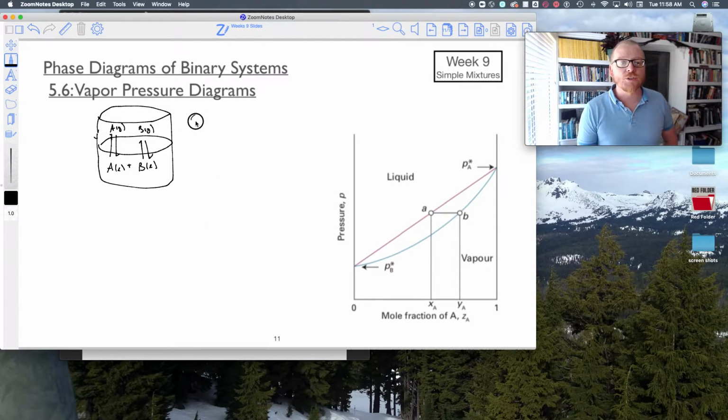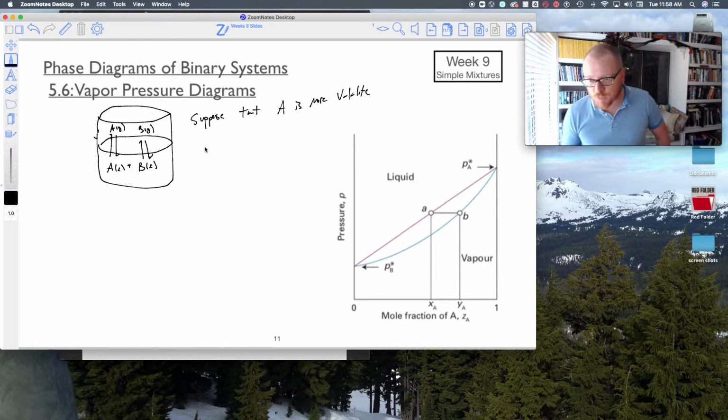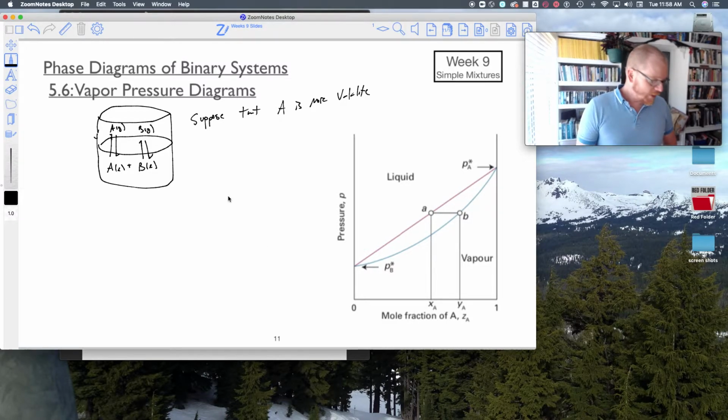And let's also suppose that A is more volatile. And so what that means, it doesn't mean that it's more reactive. It means that the vapor pressure of pure A is greater than the vapor pressure of pure B, which you can actually see on this diagram right here.